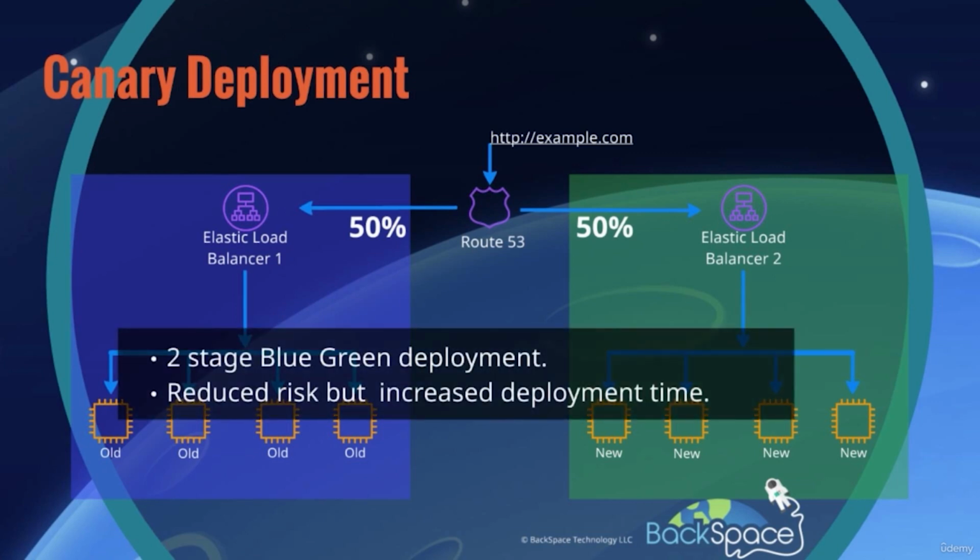So the points is that it is a two-stage blue-green deployment. We do 50-50 at the first stage, and then we do 0 and 100% to the new environment. It provides reduced risk, but the extra stage does increase that deployment time.